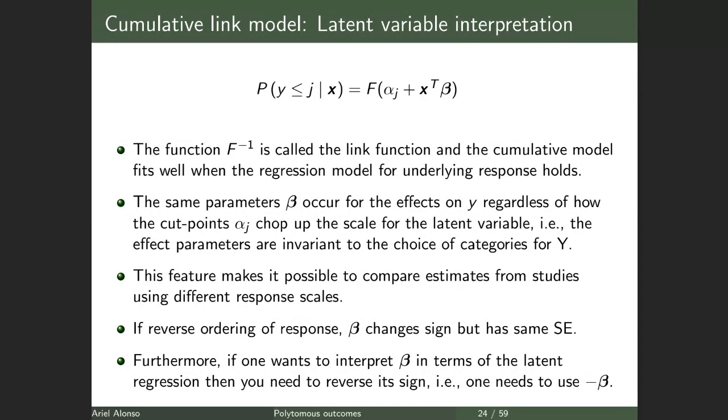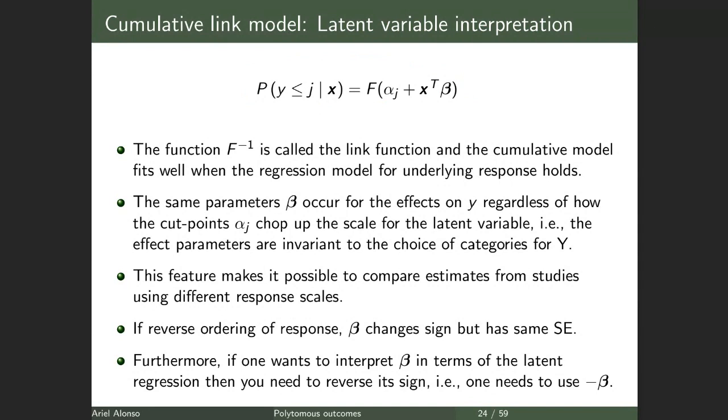Whether you consider only 3 categories or 6 categories, the effect of gender and the effect of income is going to be the same. So we can compare the effect of gender and the effect of income from these different studies, even though they use a different response variable. Because if this cumulative link model holds, then the effects of the covariates are independent of J, independent of how this continuous latent variable was categorized.